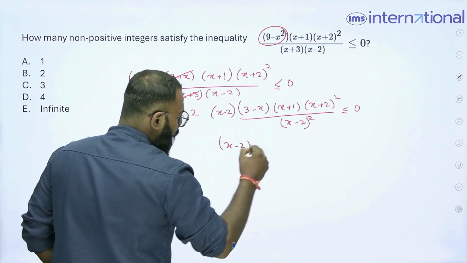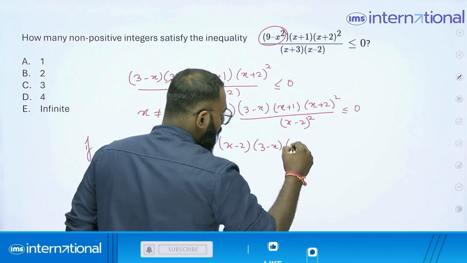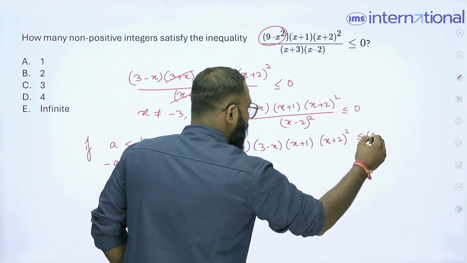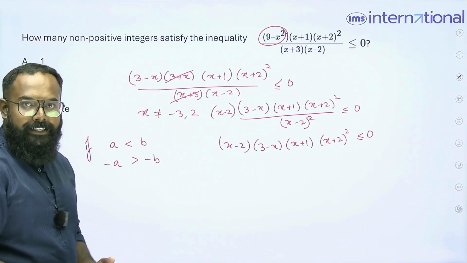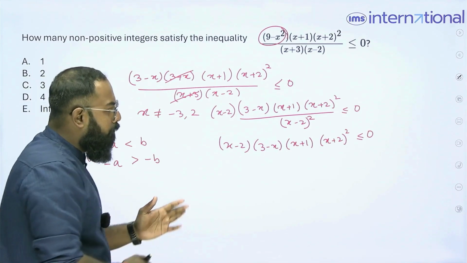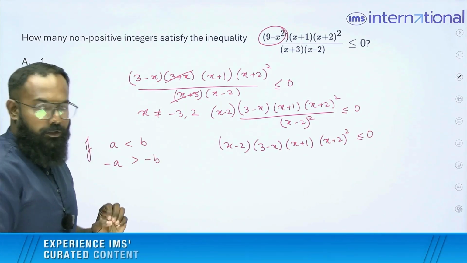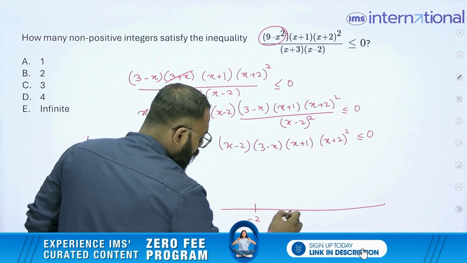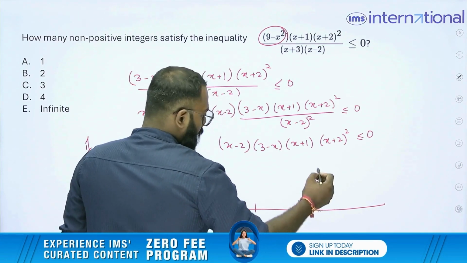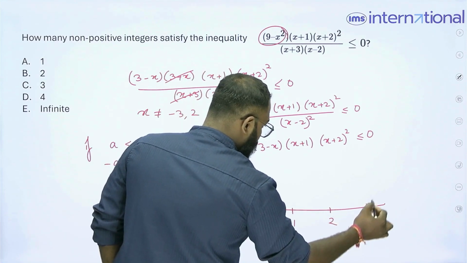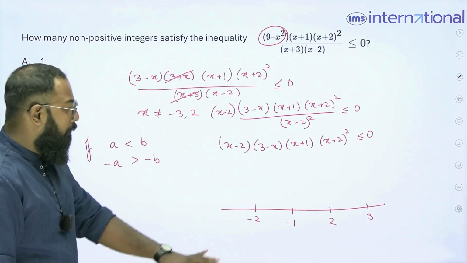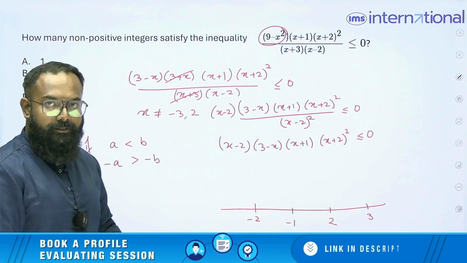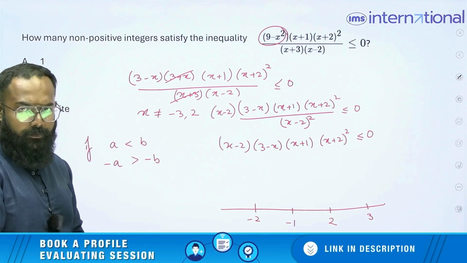So I'll be left with (x minus 2)(3 minus x)(x plus 1)(x plus 2) raised to the power 2 less than equal to 0. Now, as we did in the last example that we discussed, I'm just going to put all the zeros of this inequality, starting from -2, -1, 2 and 3. And that's how I'm going to break the entire real line into different sections. Let's discuss each of the sections individually.